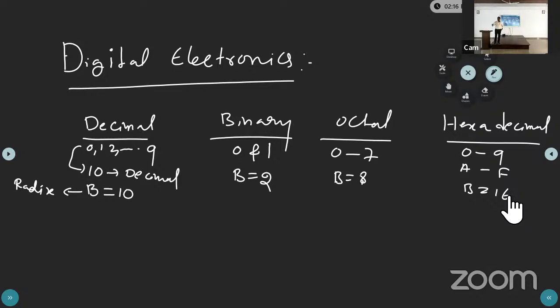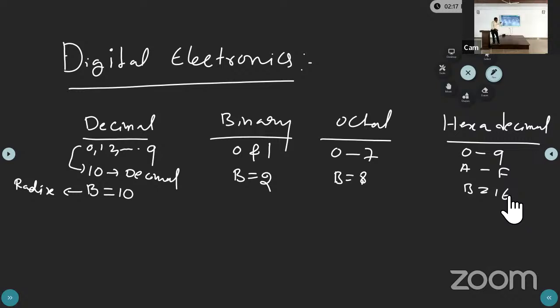Now you can take your own number system. Anyone? A base-12 number system, shall we take? What are the different symbols present in the 12 number system? 0 to 9, 10, 11. 10 can be written as A, 11 can be written as B. So 0 to 9 and A, B. That number system is called the 12 number system.